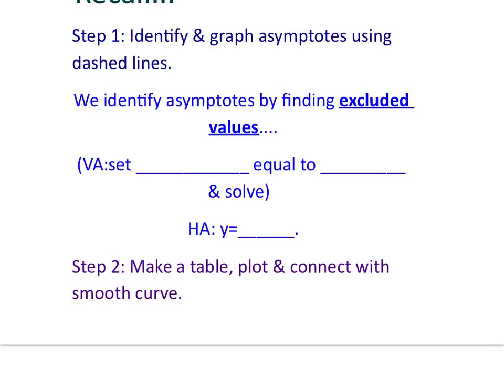How do I find the vertical asymptote and horizontal asymptote of a rational function? With the vertical asymptote, I want to set the denominator equal to 0 and solve. For the horizontal asymptote, that is at y equals c. And remember, c in the rational function is whatever is after that fraction when you have y equals that fraction plus or minus whatever c is. Step 2 to graphing rational functions is to make a table with those points, plot and connect on the graph, and make a smooth curve.